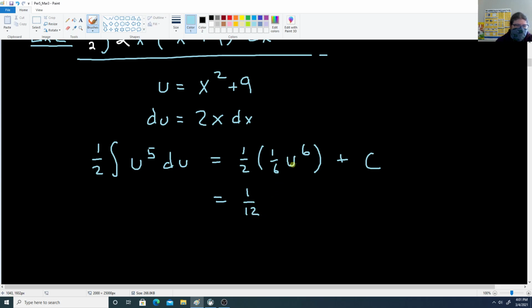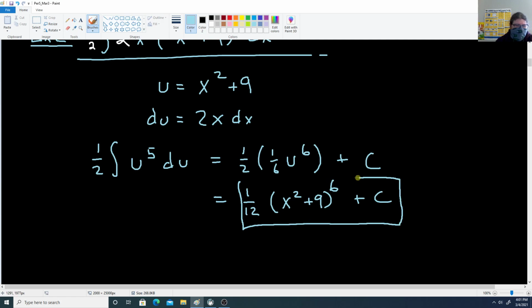I need to replace u with what u actually is a stand-in for. U is a placeholder for x squared plus 9. So I'll put x squared plus 9 in for u. That's to the 6th power plus c. And that will be our integral, basically.